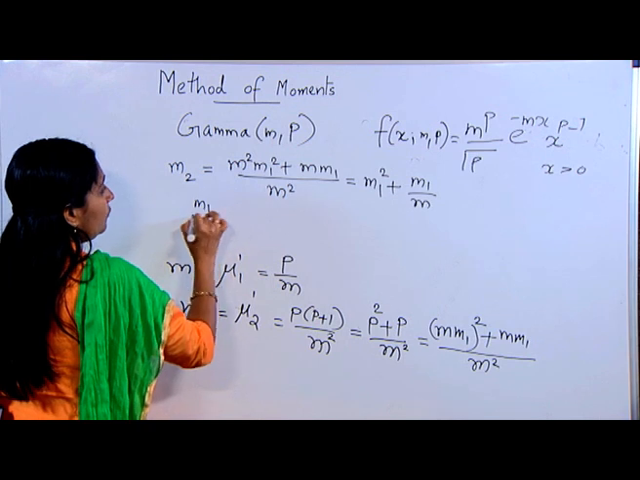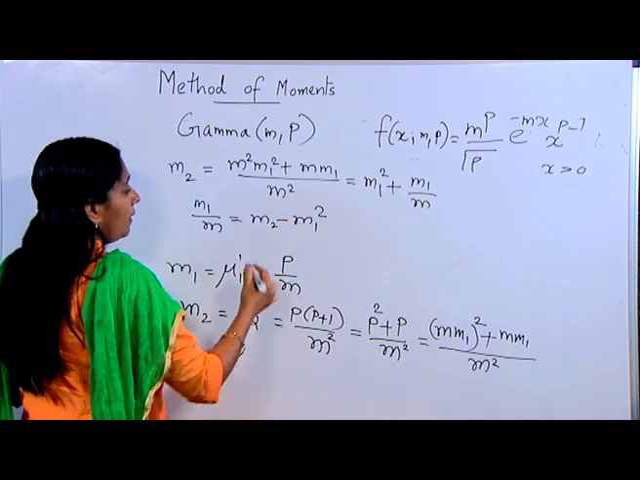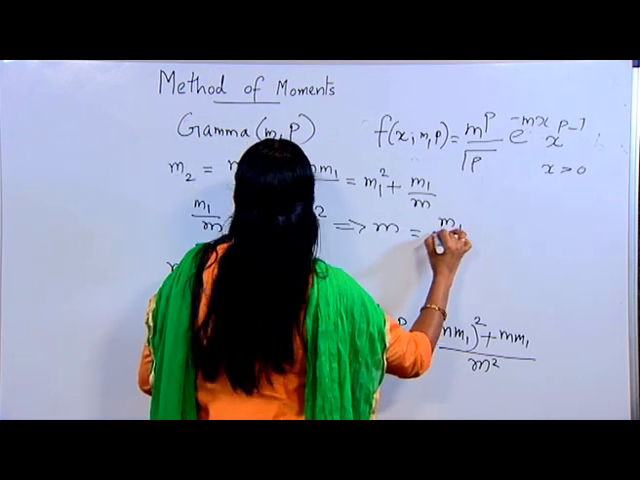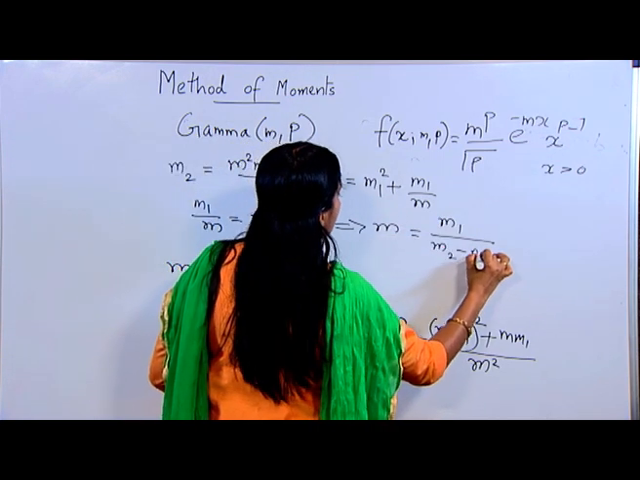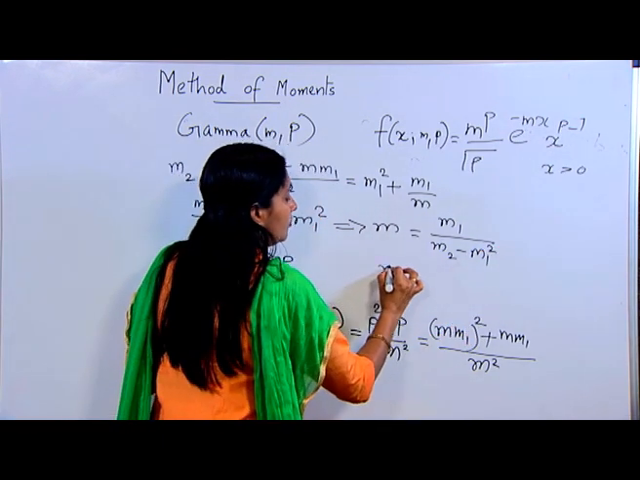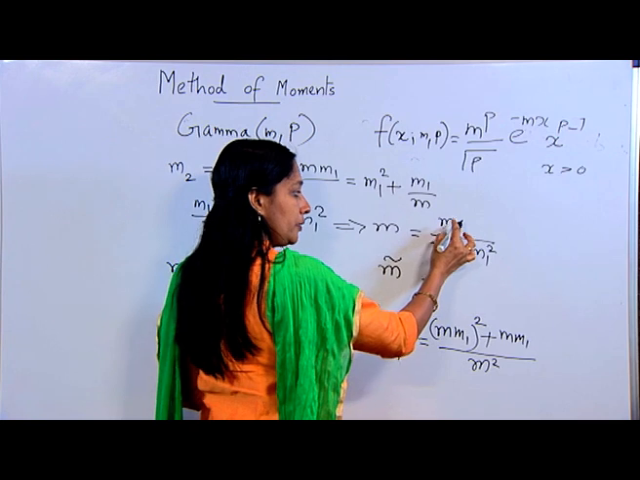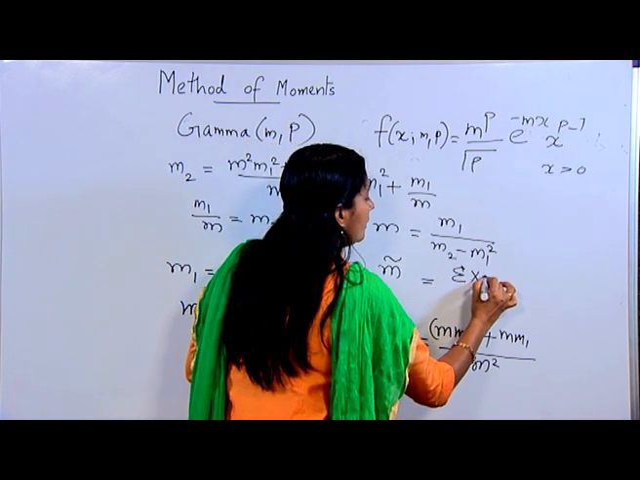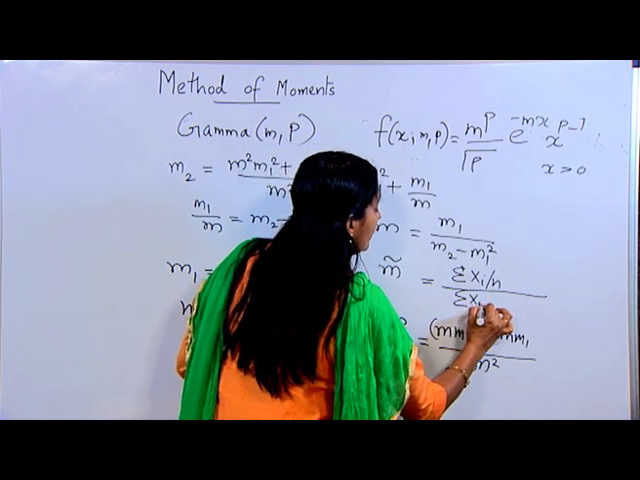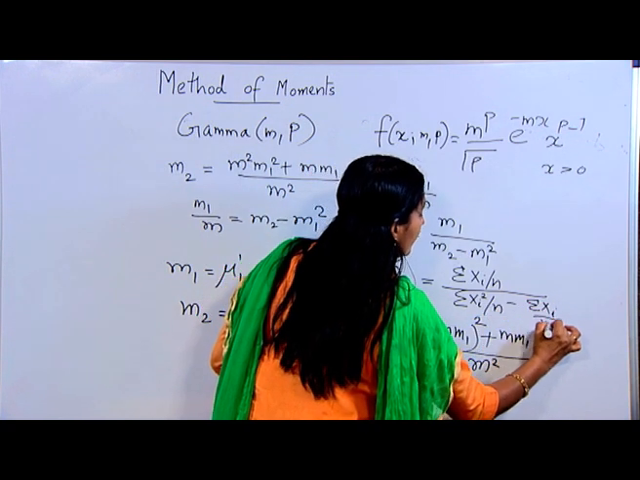Therefore, we get m1 by m is equal to m2 minus m1 square, and this implies m is equal to m1 divided by m2 minus m1 square. This means the moment estimator for the parameter m is m curl, equal to m1, or summation xi divided by n, whole divided by m2, that is summation xi square by n minus summation xi by n whole square.